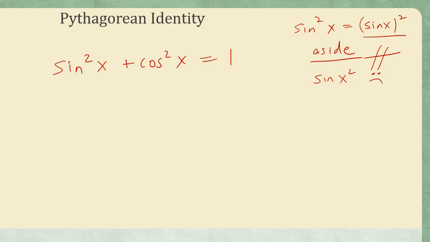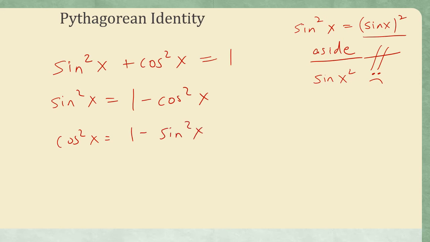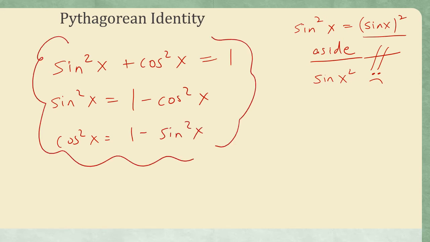But getting back to the Pythagorean identity, sine squared x plus cos squared x equals 1. If you rearrange that, I can move the cos squared to the other side and it becomes 1 minus cos squared x. I could rearrange it by moving the sine squared, and it will become 1 minus sine squared x. Those are the next 3 tools in your toolbox.